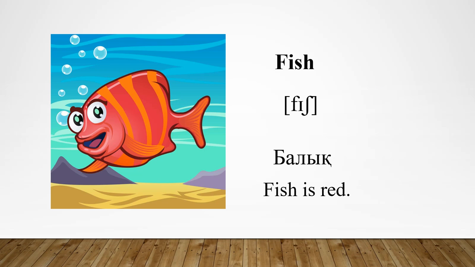What is it? It is a fish. Repeat after me 3 times. Fish, fish, fish. For example, fish is red. Fish дегеніміз не? Fish дегеніміз балық.